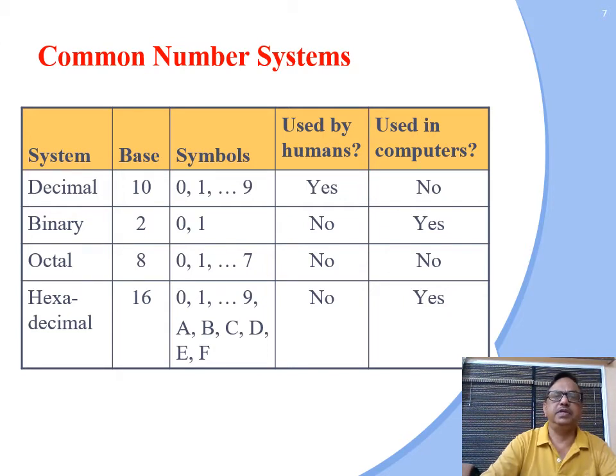Then the octal number system, whose base is 8, has 8 distinct symbols from 0 to 7. And finally the hexadecimal number system, whose base is 16, and its distinct symbols are 0, 1 to 9, and capital A, capital B, capital C, capital D, capital E, and capital F. So 16 distinct symbols are used in hexadecimal number system, and it is used by computers, of course, yes, because in assembly language programming of microprocessor, these hexadecimal number systems are frequently used.